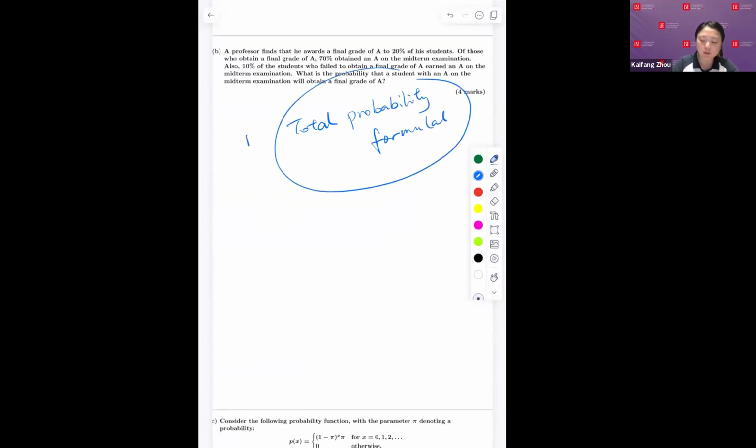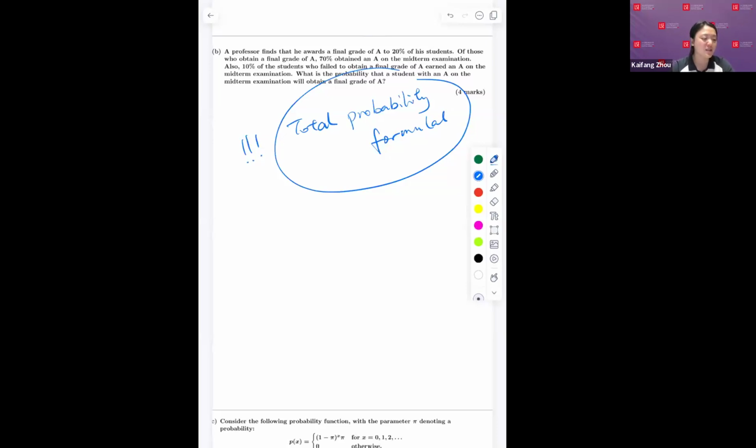Okay, so total probability formula is important. I forgot which chapter it is. I think it's chapter 2. Okay, it belongs to chapter 2. I think I forgot to mention this. So total probability formula is important.